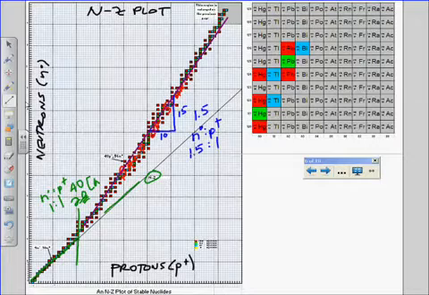Now, we usually don't keep decimals in ratios, and so we'll multiply this by 2 and make it 3 to 2. So we need to have 3 neutrons for every 2 protons in order to have a stable atom if it's bigger than calcium, if it's got more than 20 protons. That's kind of the rule of thumb that we use.